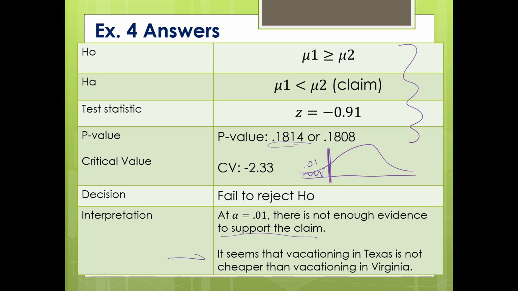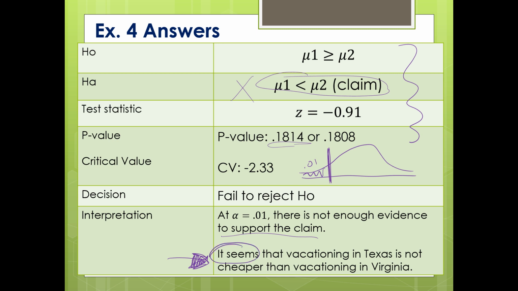Now this again is what we're adding in chapter 8, and I will ask you to do that on the test. So when we say there's not enough evidence to support the claim, it seems that Texas is not cheaper. We did not think this looked good. Now, we don't know if that means Texas is more expensive. We don't know if that means they're the same. All we can say is that we did not support this claim, so it doesn't seem that Texas is cheaper.